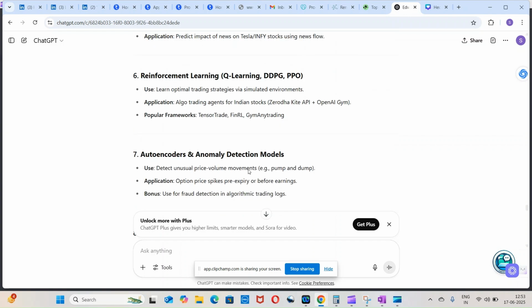Reinforcement learning. So these learn optimal trading strategies via simulated environments. Models learn these optimal trading strategies via simulated environments. This could be used on Indian stocks also. Popular frameworks for these reinforcement learning models are TensorTrade, FinRL, and Gym Anytrading.